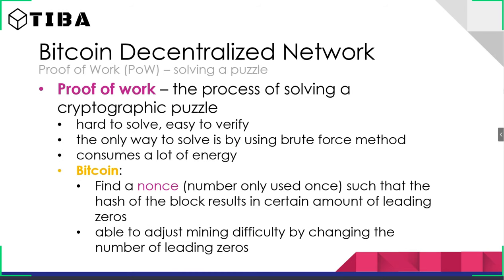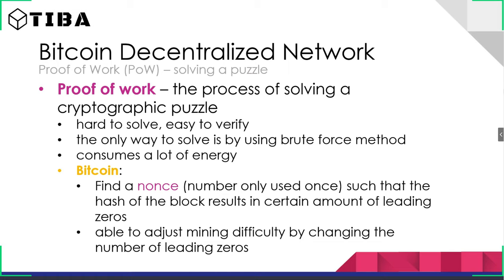And here's the part about solving the puzzle. This thing called proof of work, you might have heard of it before. It's the process of solving a cryptographic puzzle. And some key features about it are that it's hard to solve but easy to verify. The only way to solve it is by using brute force. There's no other better way to solve this puzzle. And it consumes a lot of energy, which we'll come back to later.